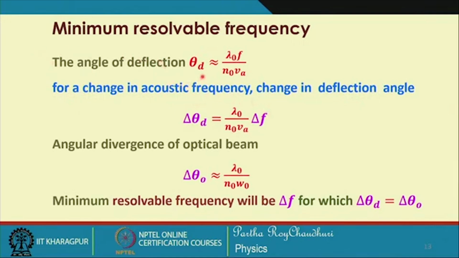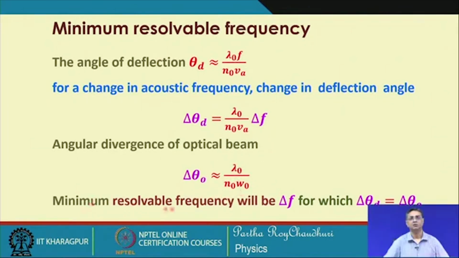The angle of deflection theta d we have seen is proportional to f, and for a change in the acoustic frequency delta f, the deflection angle will change by delta theta. The angular divergence of the optical beam, delta theta 0, which we have seen from the fundamental diffraction theory for a Gaussian optical beam, gives the minimum resolvable frequency delta f, for which delta theta d is equal to this. So, this gives the minimum resolvable frequency in this case.